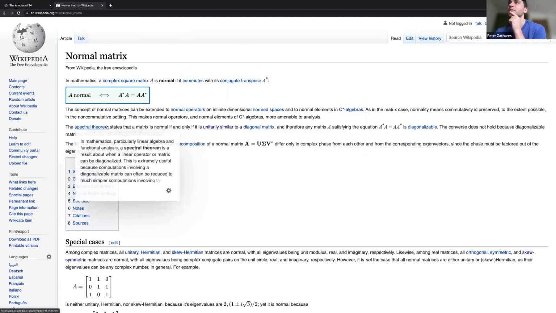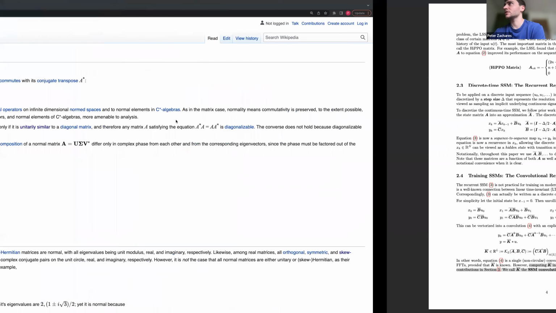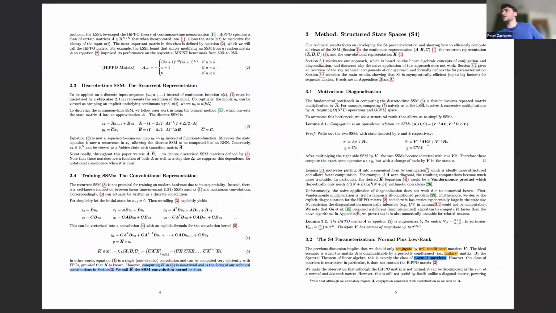It says the spectral theorem states that a matrix is normal if and only if it's unitarily similar to a diagonal matrix, and therefore any A satisfying this is diagonalizable. So you can transform it and it's diagonalizable, or you can perform some linear operations and it's diagonalizable. And that's important because of this proof here: conjugation is an equivalence relation for structured state space models. So the first step in their methodology is showing that you can conjugate the system and still get the same results. That's important because then you can take the matrix that they're going to describe later, conjugate your system, and get a diagonal matrix or diagonal plus low rank, and do all this cool math.